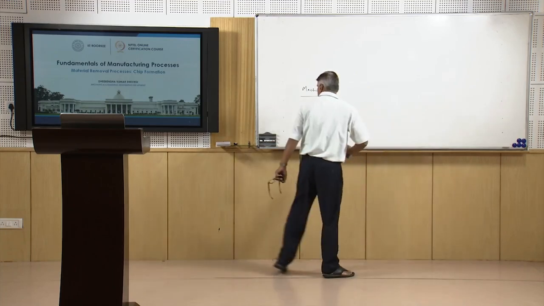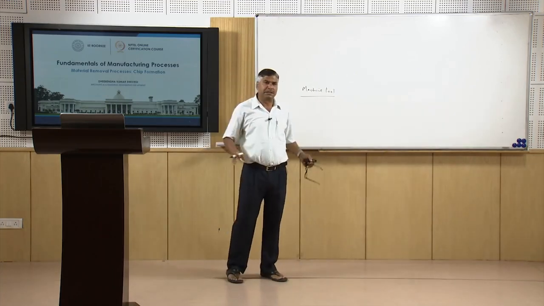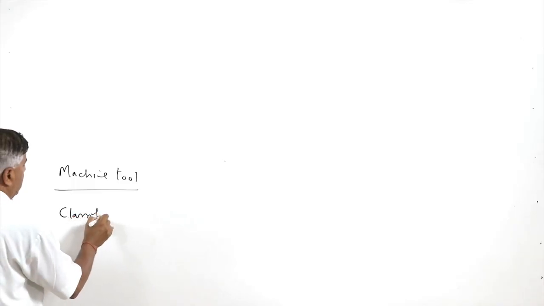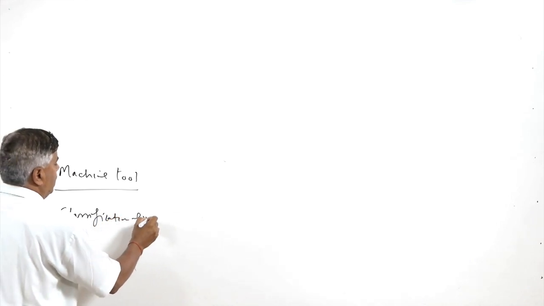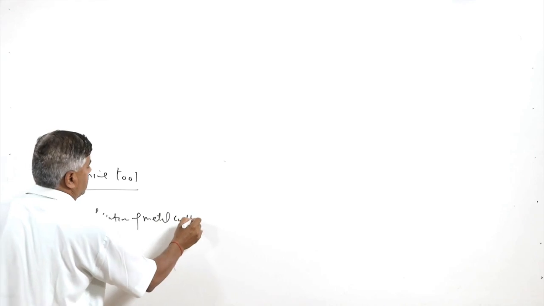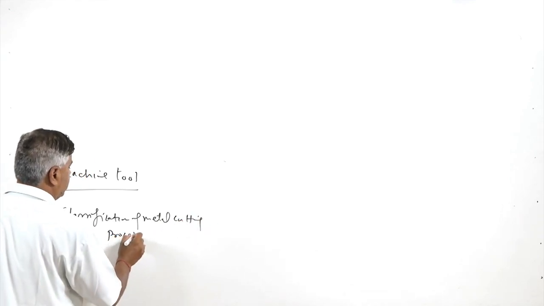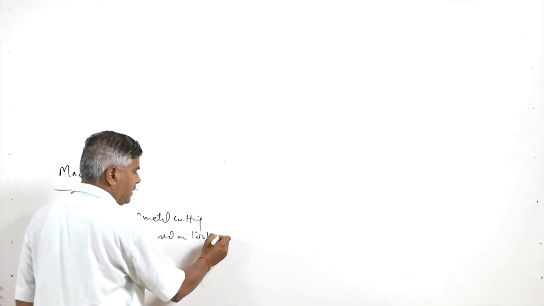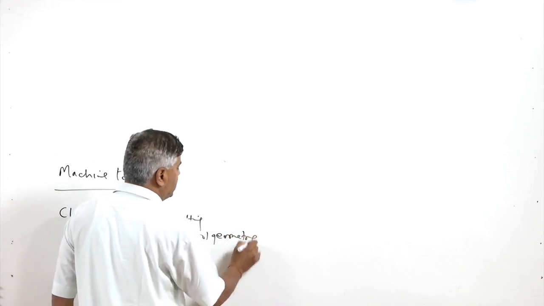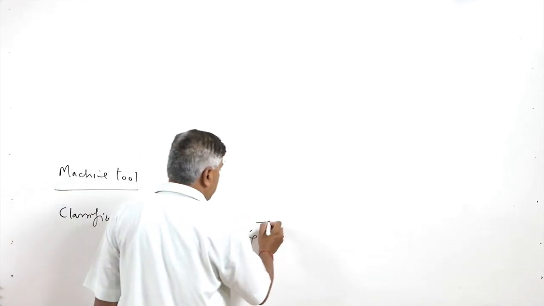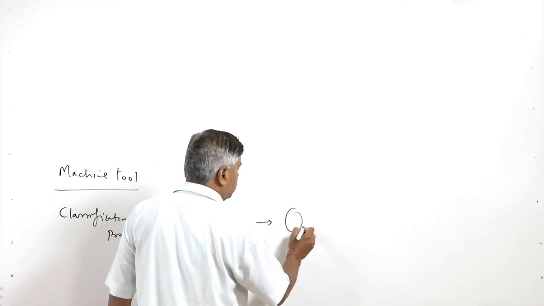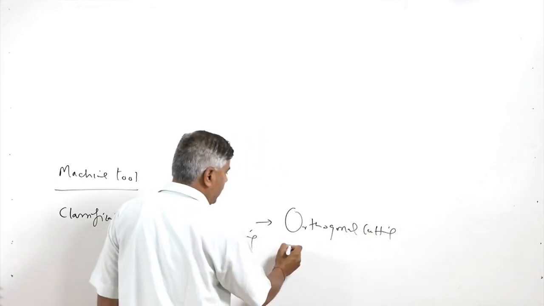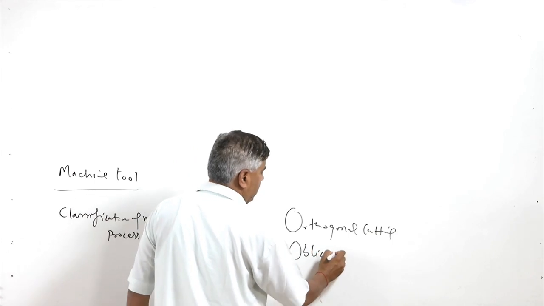Now, apart from metal cutting, today in this presentation we will also talk about the classification of metal cutting processes based on the tool geometry and the way by which it interacts with the workpiece. One is orthogonal cutting and another is oblique cutting.